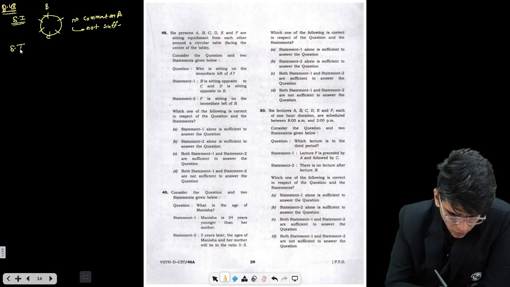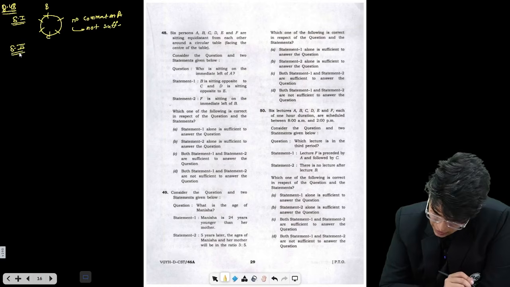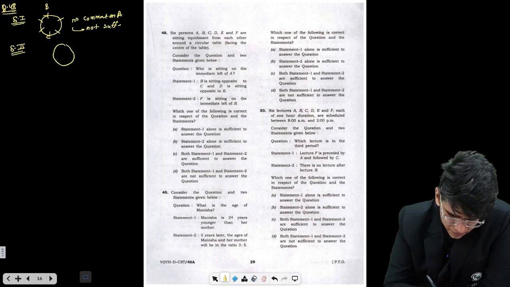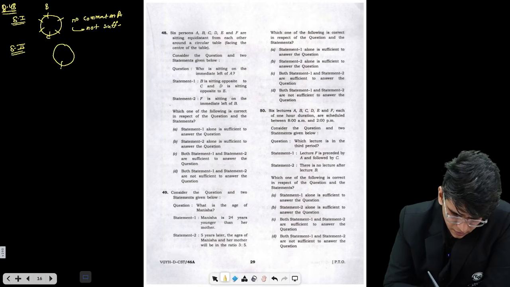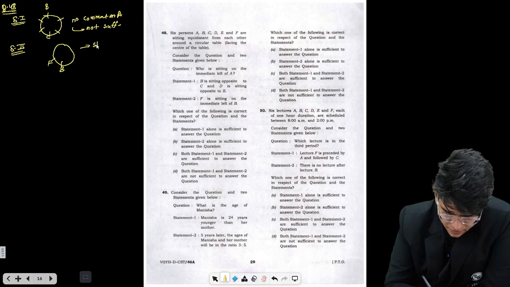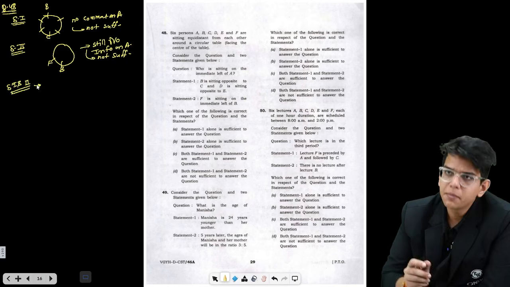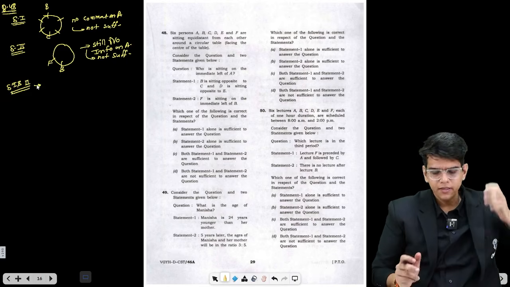Now statement 2. Let's try to solve by statement 2. F is sitting on the immediate left of B. This is B. F is sitting immediate left of B. Still no info on A. Not sufficient. Now again, statement 1 and statement 2 together.